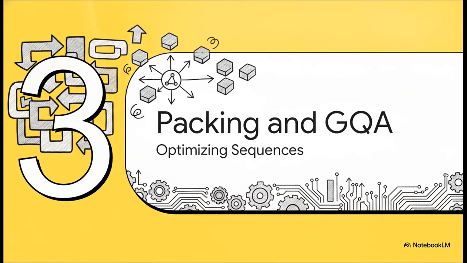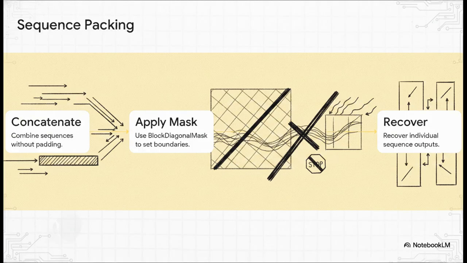Let's hit part three, sequence packing and GQA. So in the real world, data is messy. You've got variable length sequences. Normally, you just pad the shorter sequences with zeros to force them into a uniform batch size. But padding is basically wasted compute. Your GPU is sitting there doing math on empty space, burning precious bandwidth for literally zero informational gain.